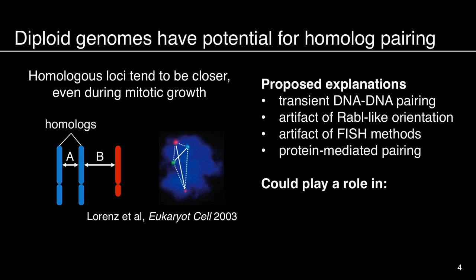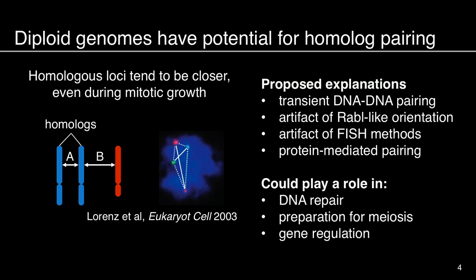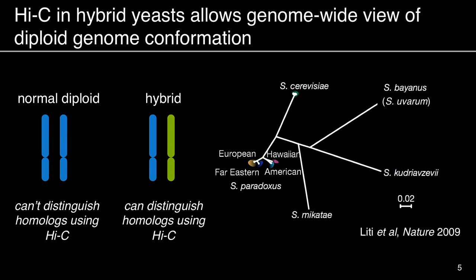Though, if mitotic homolog pairing does in fact occur, it could have important implications for DNA repair and various other processes. And so we wanted to look at mitotic homolog pairing genome-wide. And we did this using Hi-C and hybrid yeasts.